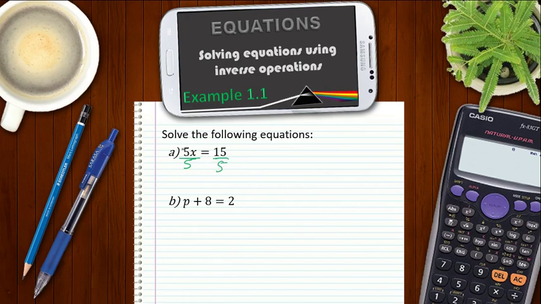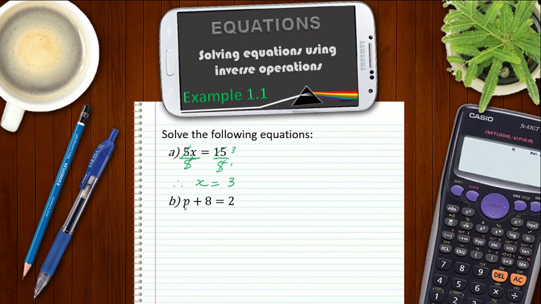So therefore, if I divide both sides by 5, this side it will cancel. Then on this side, we'll have 5 go into itself once and into 15 3 times, or I can simply say what is 15 divided by 5, and that gives me 3. So therefore, x will then be equal to 3. Alright, so that's quite simple.